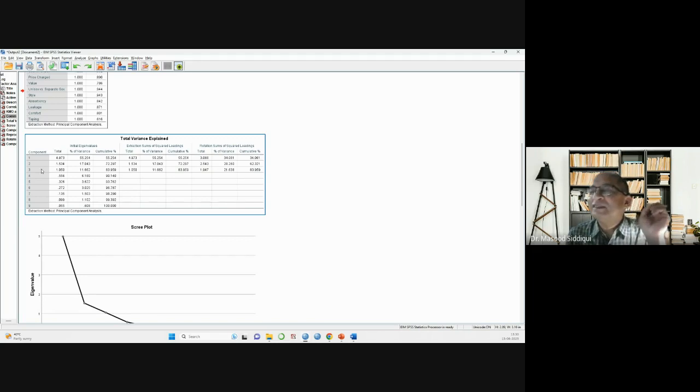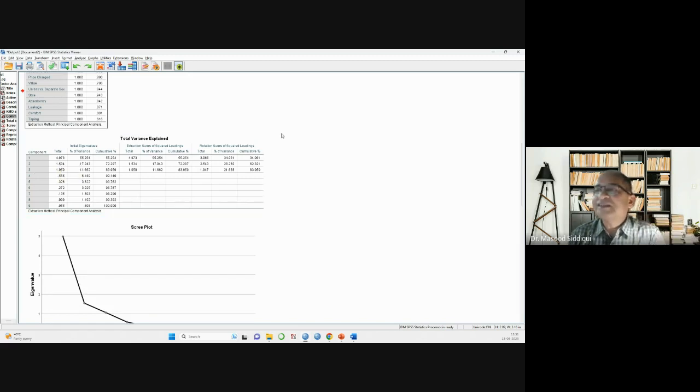Here, this is the initial eigenvalue. Remember, we have 9 variables, so there are 9 dimensions. These are the 9 components, and these are the eigenvalues. As you see here, there is a defined decreasing trend of the eigenvalue, because the first component extracts the maximum of the variation, the second extracts the maximum of the remaining variation, and the third extracts the maximum of the remaining variation. So there is a defined decreasing sequence.